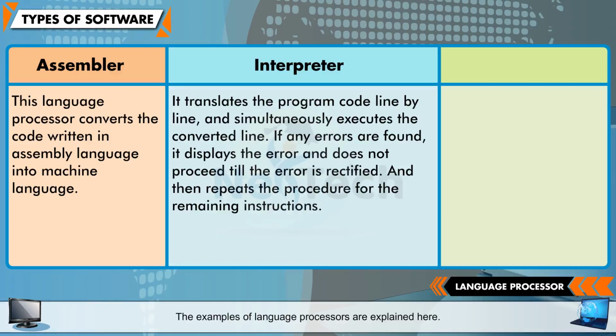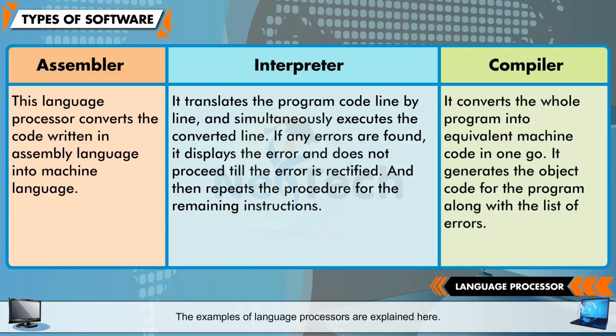If any errors are found, it displays the error and does not proceed till the error is rectified, and then repeats the procedure for the remaining instructions. Compiler. It converts the whole program into equivalent machine code in one go. It generates the object code for the program along with the list of errors.